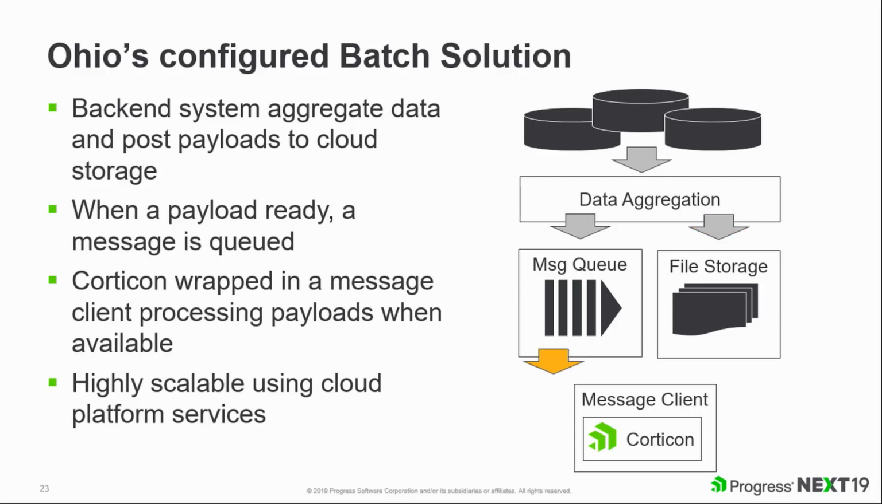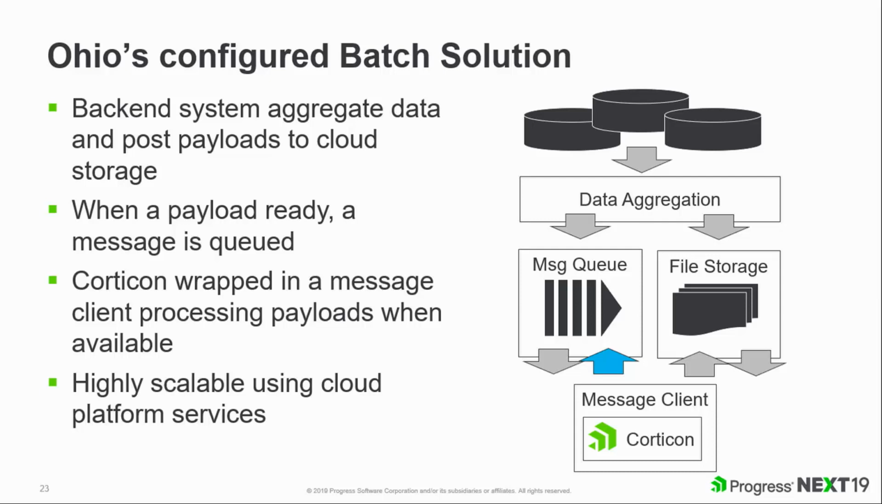Corticon's then going to pick up the message from the message queue and say, oh, there's another record to be processed. Great. So it will then go get the data from the file storage. It will do its rule processing. And then when Corticon is done, it'll write the results back out to file storage and queue up the message saying, I'm done. So what's happening here is that the Corticon server is wrapped inside of a message client. That message client is listening on the queue for another record ready to be processed. When it gets it, it's just going out, retrieving the data, passing it to the Corticon server to do its real processing, and then it's pushing the results back out, where some other backend system or process they have is going to pick up those results.